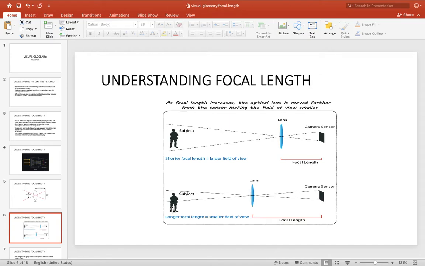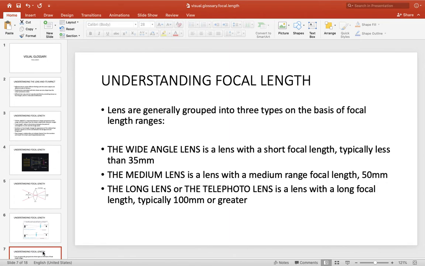Okay, so just to restate so it's clear: the shorter the focal length, the wider the angle of view. The longer the focal length, the more narrow the angle of view. Focal length, once again, is referring to the distance between the optical center of the lens, the point of convergence of the lens, and the image plane where the picture is going, the film stock or the digital sensor, whatever it is. Let's keep going.